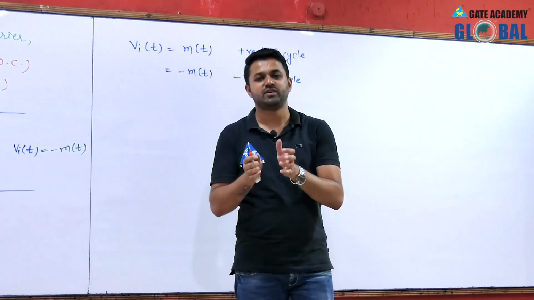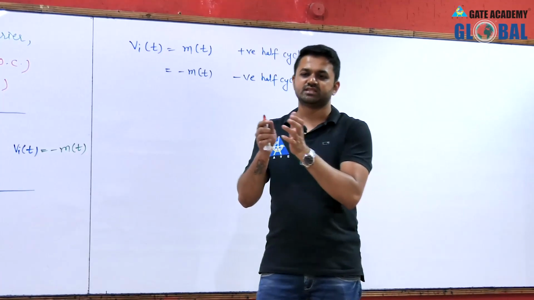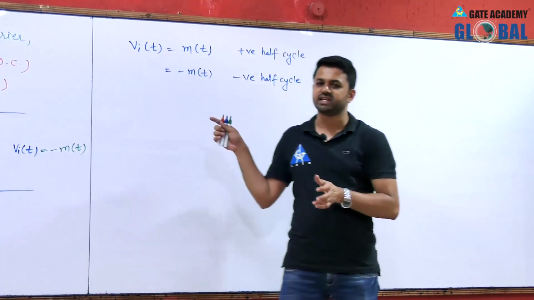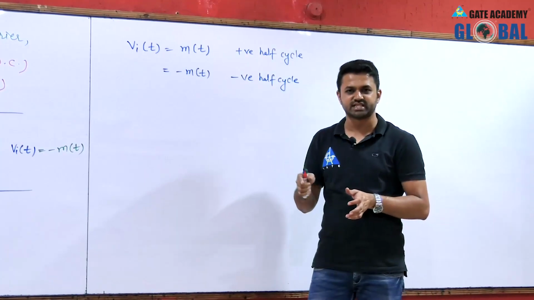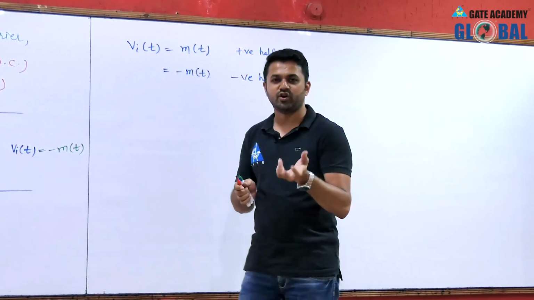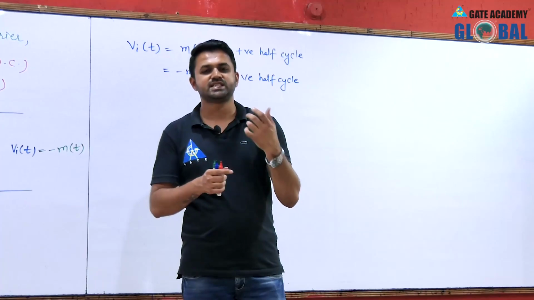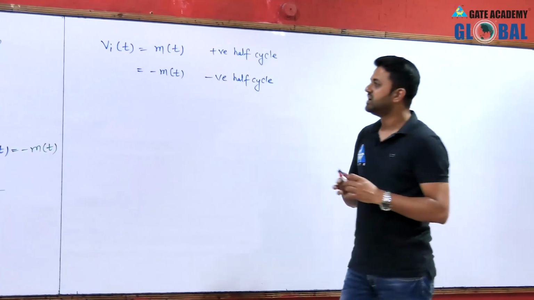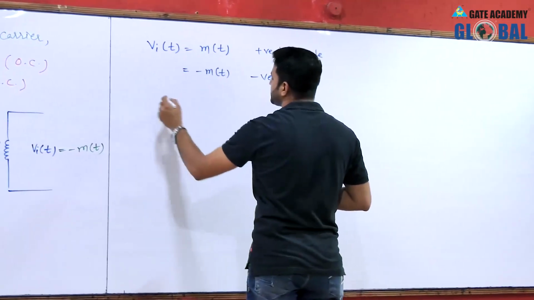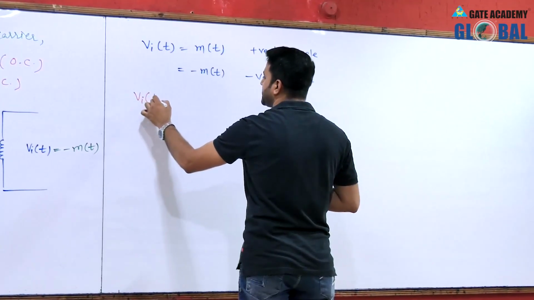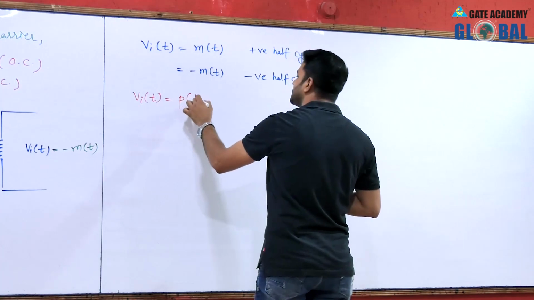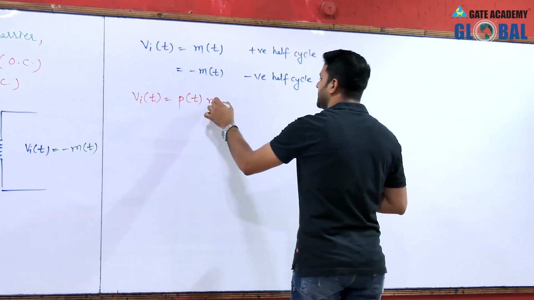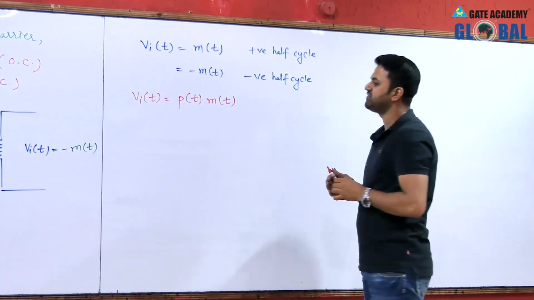So when the diode works as a switch, there is some on and off condition, and here also we have an on and off condition. Whenever we have an on and off condition, we can periodically change it with the help of a periodic square wave. So we can combine these two equations, like v_i(t) is equal to p(t), there is some signal p(t), multiplied with m(t). So what should be the behavior of this p(t)?